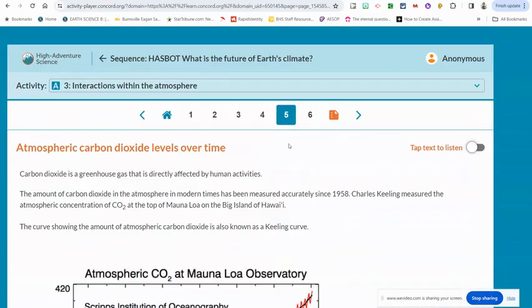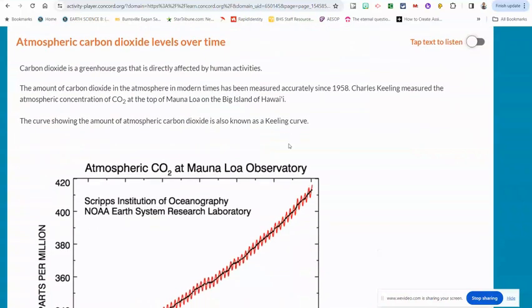The next page. Atmospheric carbon dioxide over time. We're going to take a look at this graph. This is called the Keeling curve, named after Charles Keeling. You can see his name here, hopefully.